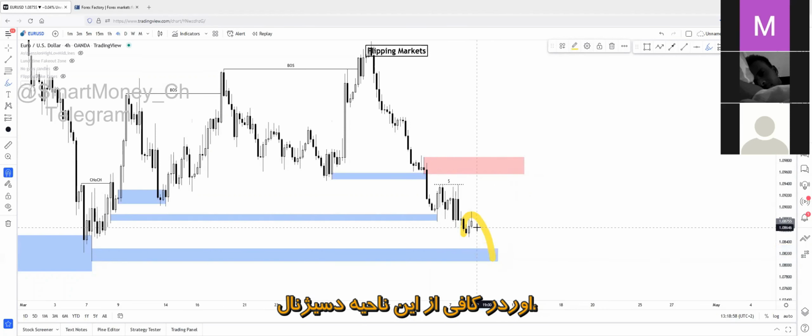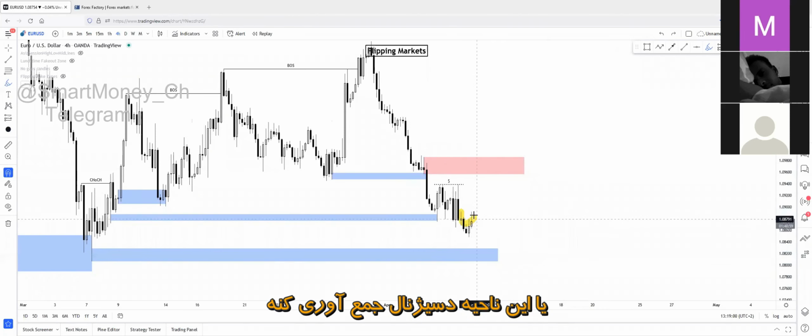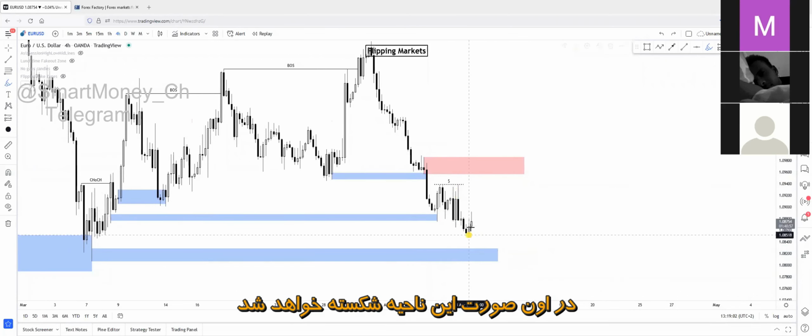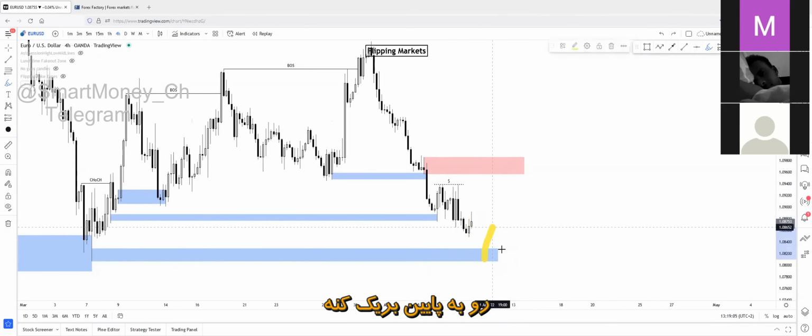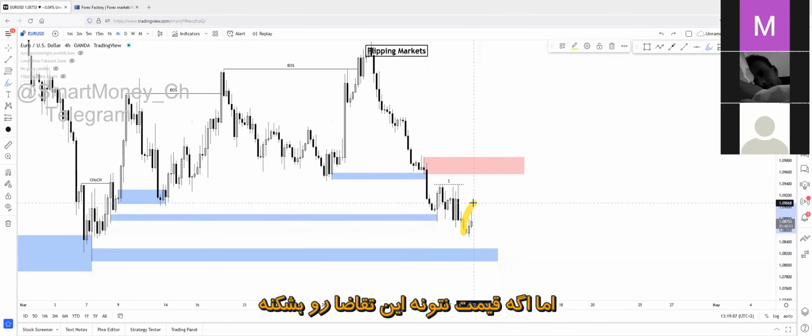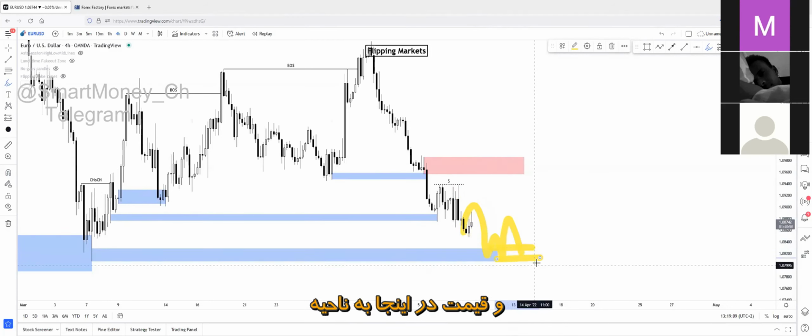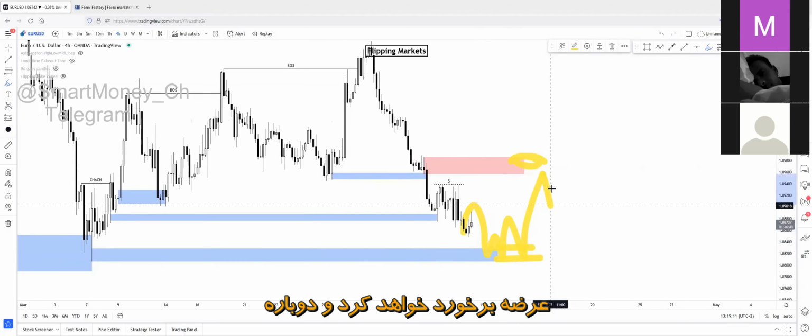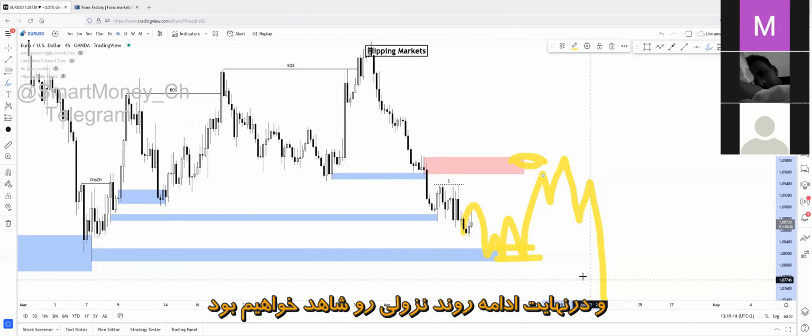If price can collect enough orders, for example, from this decisional zone or this decisional zone, it will be able to break below this zone. It will be able to break below this demand zone. But if price can break below this demand zone, change of character will happen here, and the tap of this supply will happen here. A change of character will happen here, and the continuation will happen.